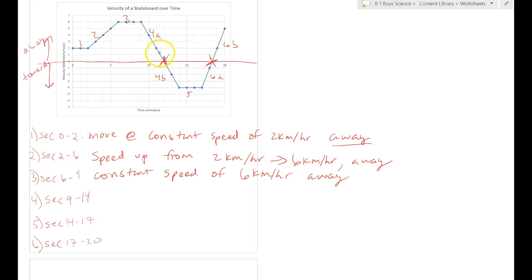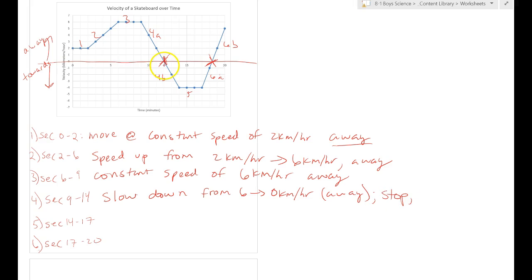So now this line is going to go down. If my velocity goes down, that means I'm starting to slow down towards 0 kilometers an hour. So slow down from 6 to 0 km per hour away, right? Because we're still above the 0 line. Then we get to the 0 line. If my velocity is 0 for an instant, that means I stop.